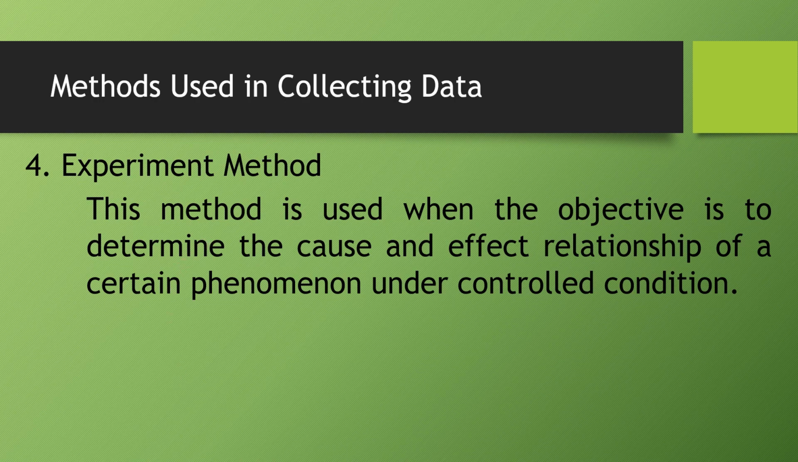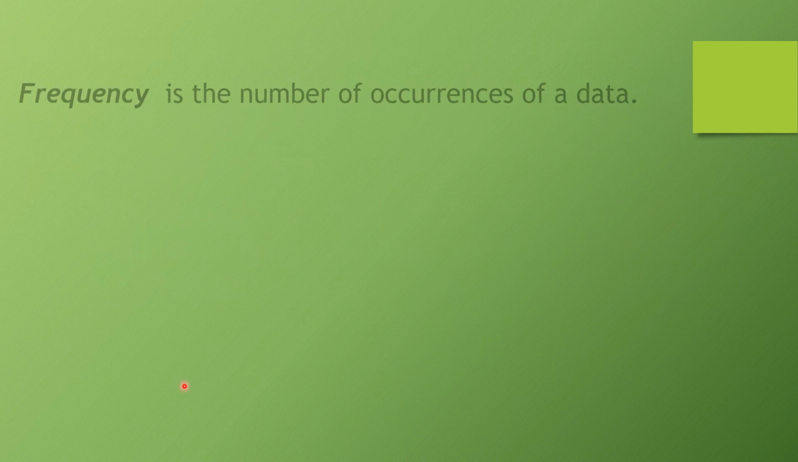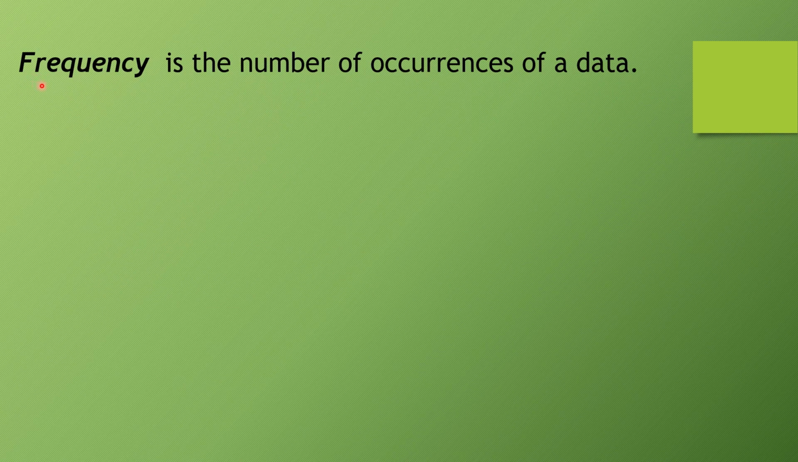If we don't do this, we might miss important information about the data and may result in difficulty in interpreting the data that we have gathered. That is why we need to understand frequency. Frequency is the number of occurrences of a data, how many times the data occurs.